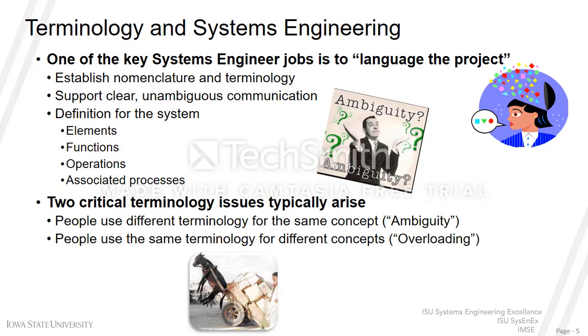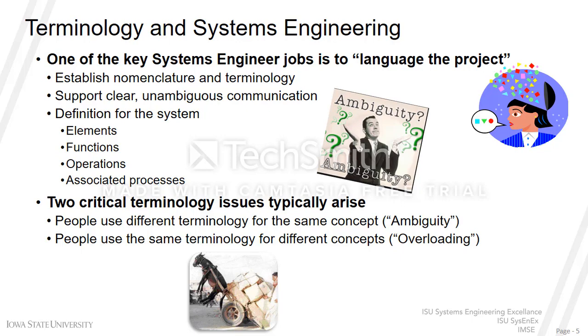One of the key systems engineering jobs is to understand the language of the project. Their responsibility is to make sure that everybody uses the same terms. Ideally, this would be overall throughout an enterprise organization, but at the very least within a specific project. Does a subsystem mean the same from one person to another?